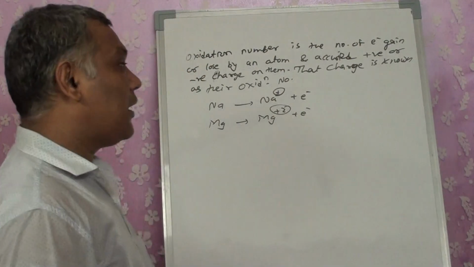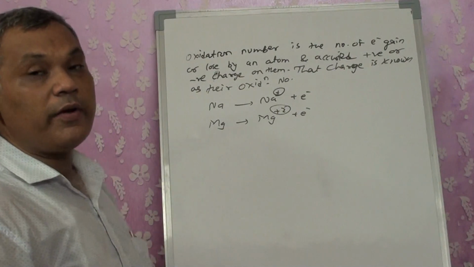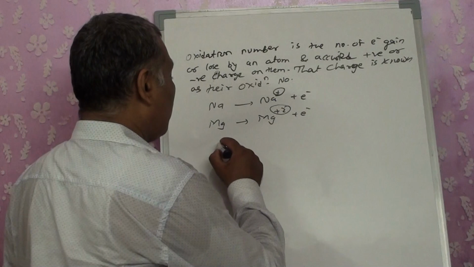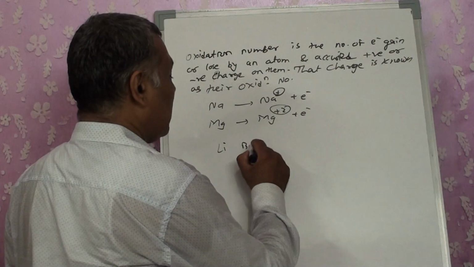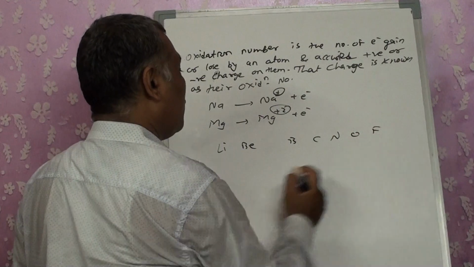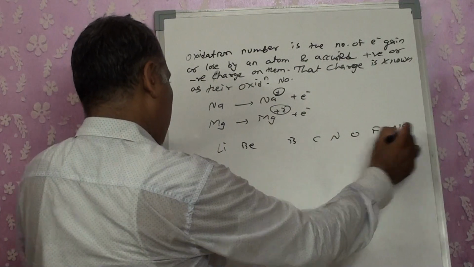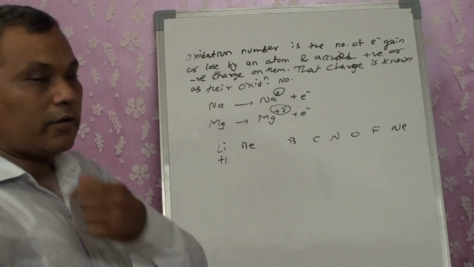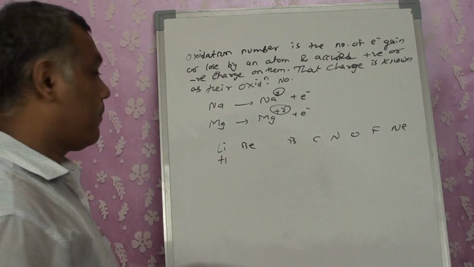Now, certain elements will have a tendency to do both. Like we will take as an example lithium, beryllium, boron, carbon, nitrogen, oxygen, fluorine and neon. Now this one will have a tendency to donate 1 electron, so it will become +1.